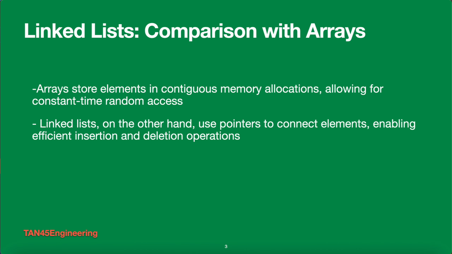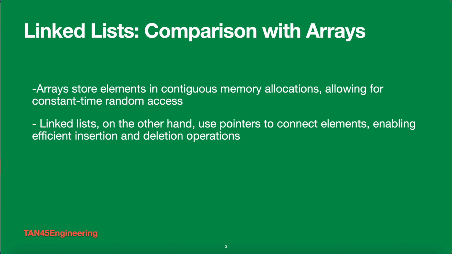A quick comparison with the arrays. Arrays store elements in contiguous memory allocations, allowing for constant time random access. Since they are in contiguous memory allocation, we can do indexing on them, and we can directly fetch random elements in constant time, right? If you want to fetch the fourth element, we can directly do nums of 3. 3 is pointing to the fourth element, because indexing again starts from 0. 0, 1, 2, 3, it points to the fourth element.